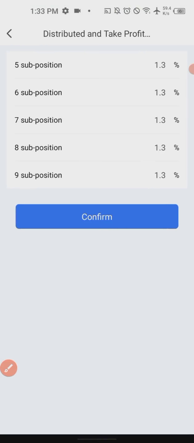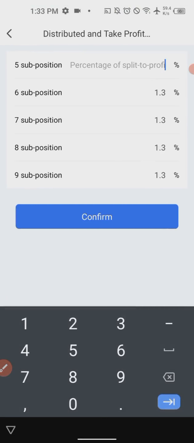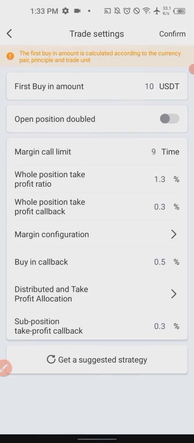So my fifth position, I don't want the normal 1.3, it's too small. I want to increase it to 2, for example. My sixth position, I don't want the normal 1.3, I want to increase it to 2.5. My seventh position, I don't want 1.3, I need 2.5. My eighth position, which is very low, I don't want 1.3, I need 3. And my ninth position, which is minus 40 already, I want 5% here. Because I know for it to be very low, it would soon go higher, right? So I click on confirm.